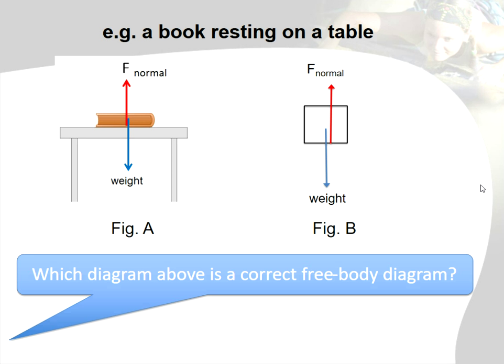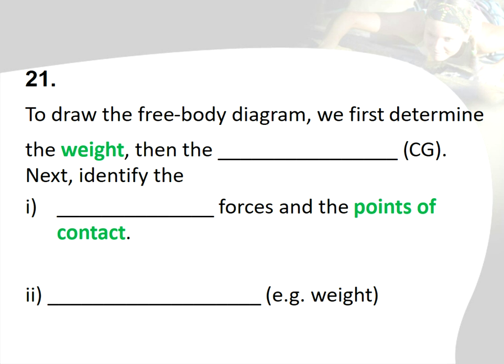Then next, we have the normal reaction force. Must be the same length, the same magnitude. If one arrow is bigger than the other, it means that either the box is flying up or the box is going downwards. Why is it stationary? So they must be the same length, so they're equal, but different direction. Because the red line, the normal reaction force, came from the table, it is pointing upwards. So at the bottom of the box, we draw upwards. Okay, this diagram so far? Then I move on. To draw the free body diagram, we first determine the weight, which is a force. Then the center of gravity.